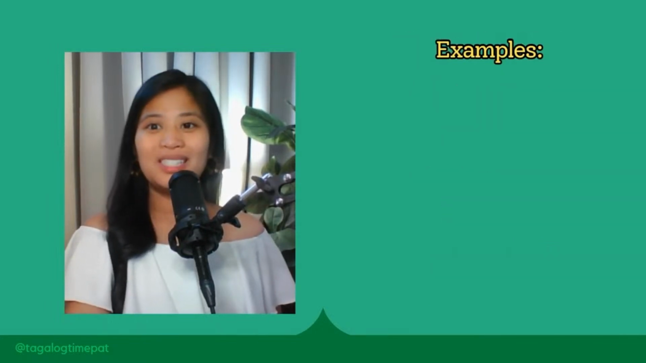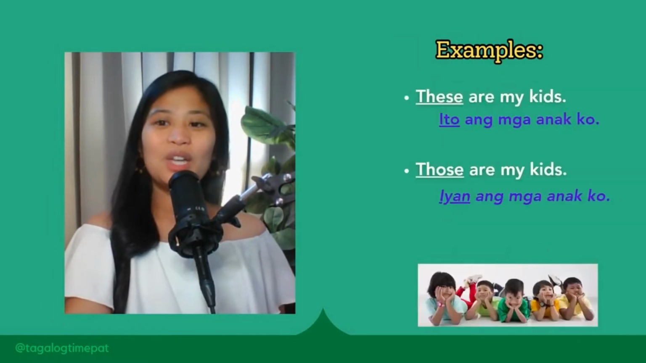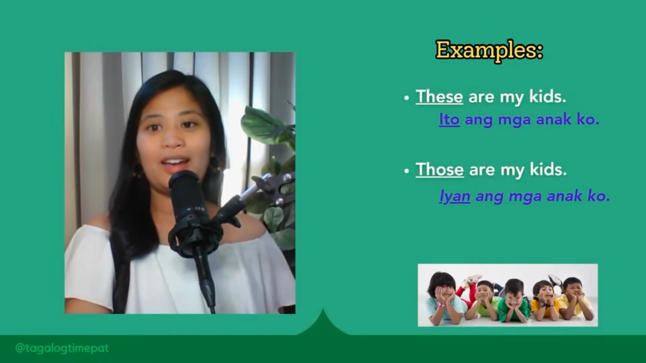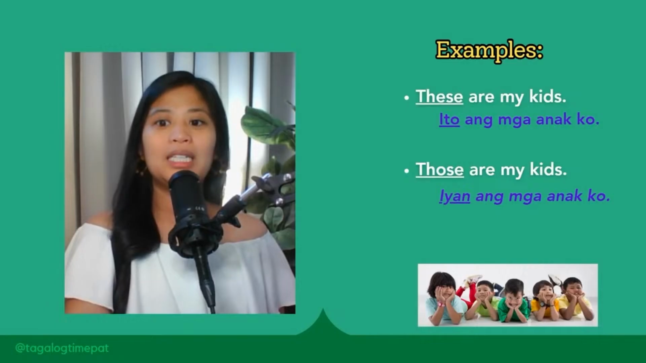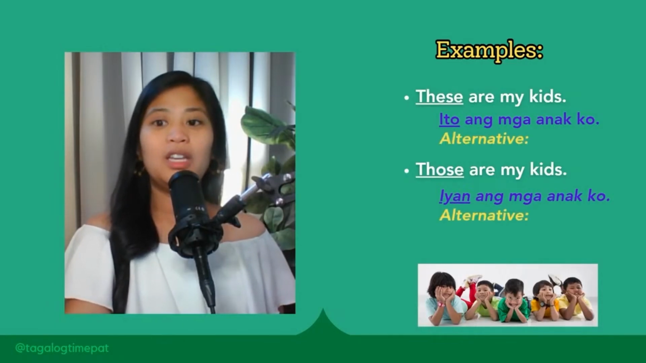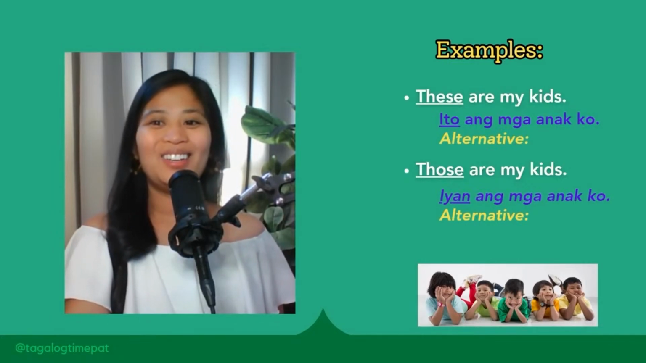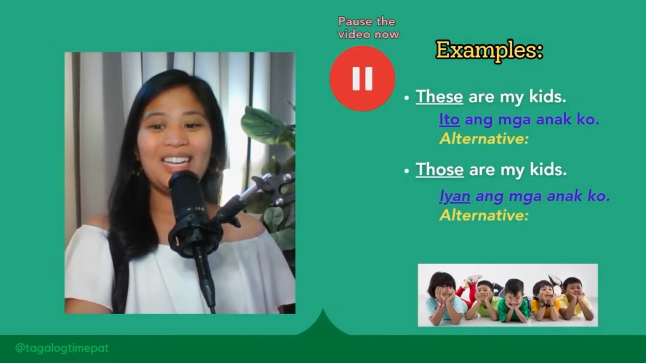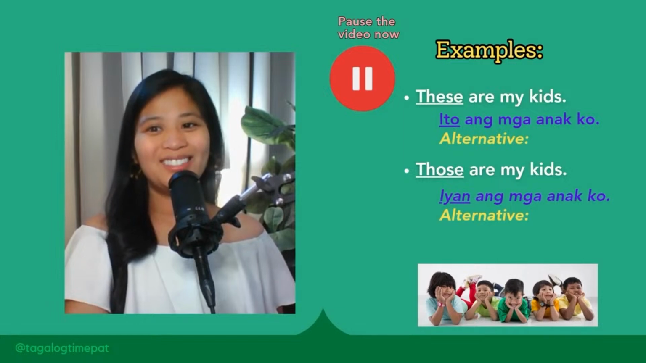So let's do some examples. These are my kids is ito ang mga anak ko. We learned that. And then those are my kids. Iyan ang mga anak ko. I want you to think of the alternative. Remember, we took out the word ang, and then we had to switch up the order. So if you need to take a look at the last slide, you can flip back. But go ahead and pause the video now if you'd like, and then we'll go over it.